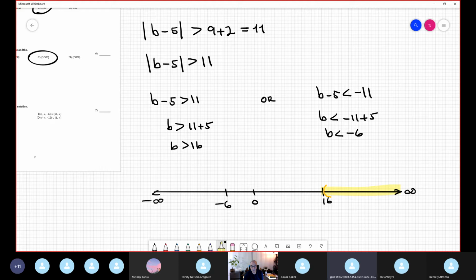And less than negative 6 is in that direction. It does not include, of course, negative 6. So my answer in interval notation is from negative infinity, comma, negative 6, union, the other interval, 16, comma infinity.